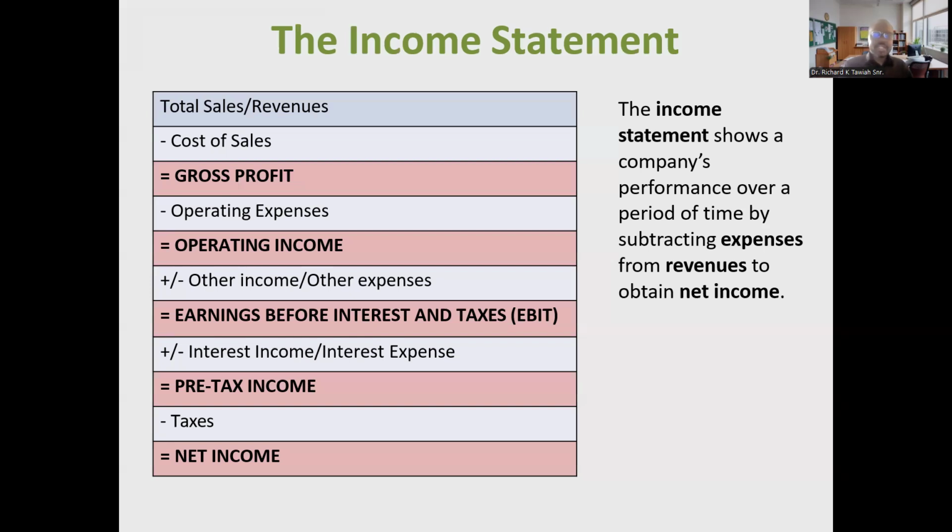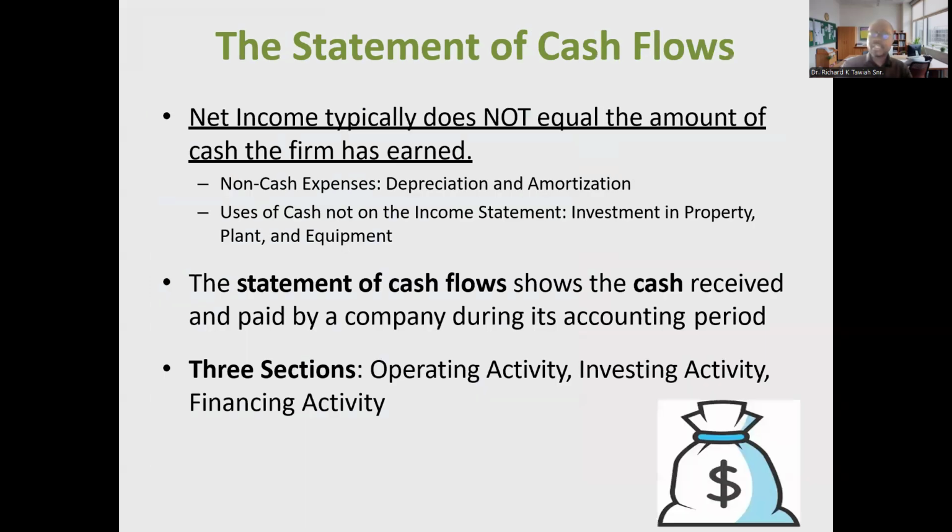Any interest income, add it. Any interest expense, take it out. You get a before tax profit, and then taxes are taken off and you get a net income. And the statement of cash flows, we said, has 3 main dimensions: the operating activities, the investing, and then the financing.